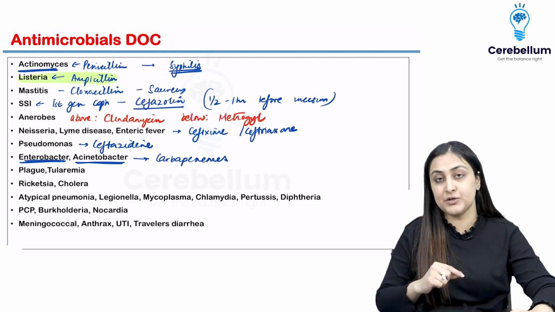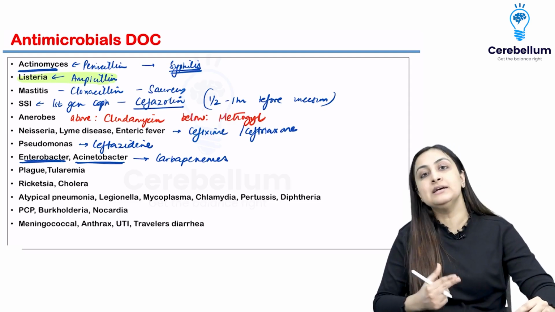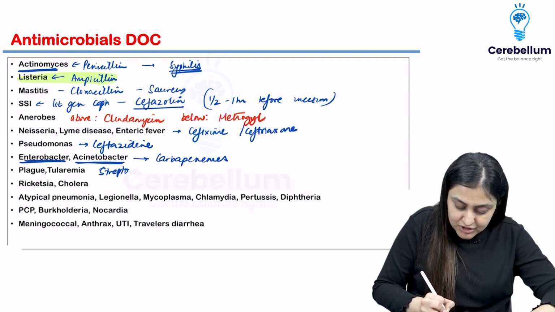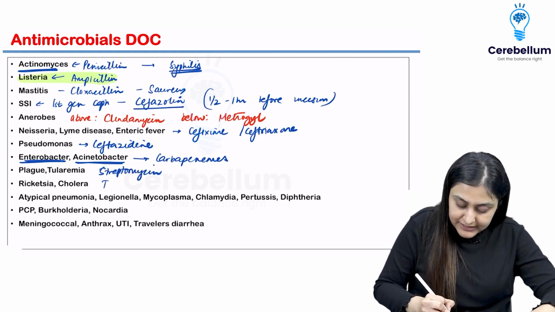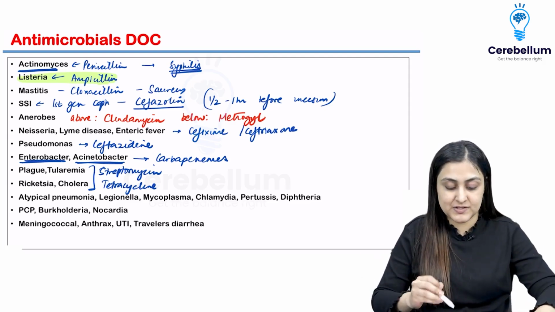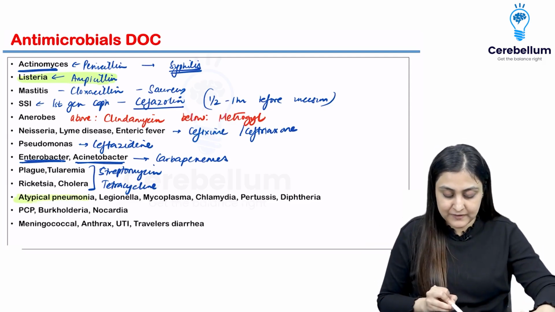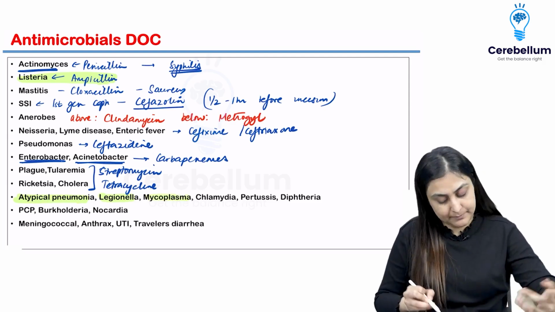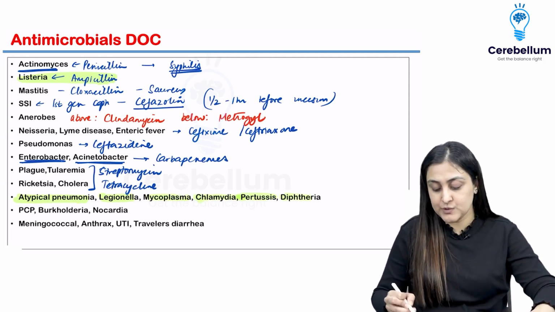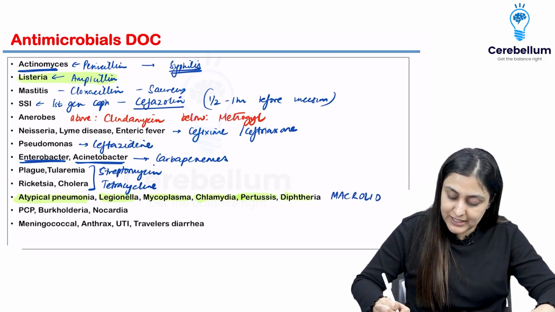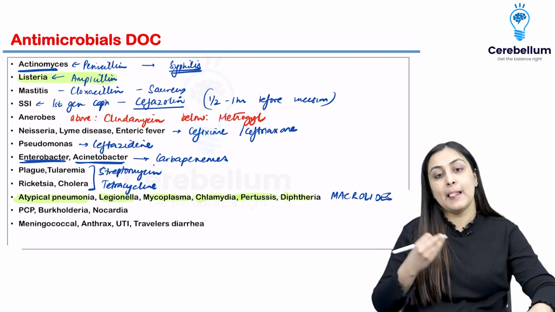Remember, SIRSA I told you, cilastatin and seizures. Plague and tularemia, we have streptomycin which comes in, and rickettsia and cholera, we have tetracycline. So these are our ancient drugs for ancient diseases. Then the latest, the new diseases, the new drug. Atypical pneumonia because of mycoplasma, legionella, chlamydia, pertussis, diphtheria. All of this we have macrolides. Macrolides are the drug of choice for all of these.